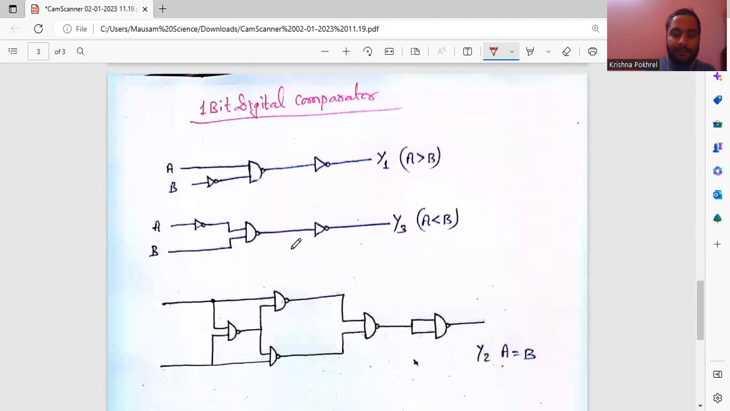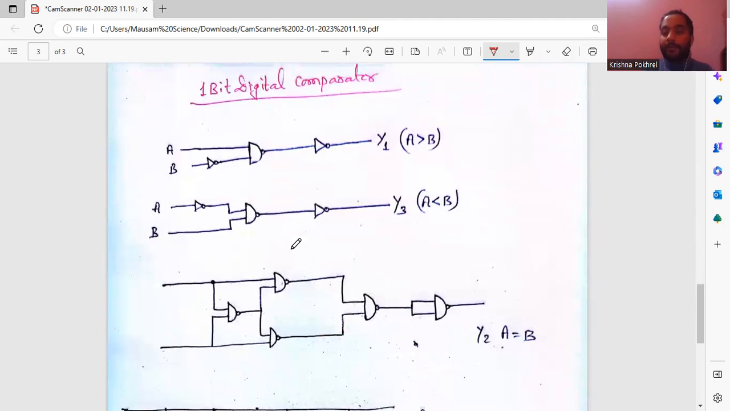After that, we'll see the 1-bit comparator. What do you mean by comparator? Comparator means comparing values, whether the value is more or less. So this is the comparison of A greater than B. Suppose A is 0 and B is 0, that is, A and B are equal.